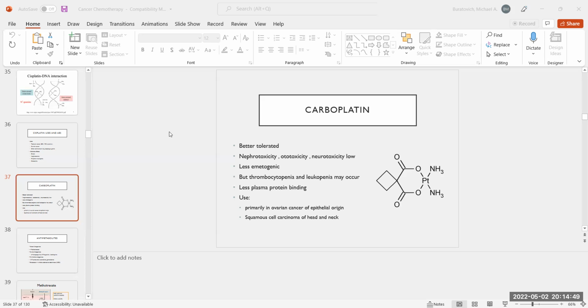Their main side effects include, you guessed it, alopecia, myelosuppression, and neurotoxicity manifesting as a glove and sock neuropathy.